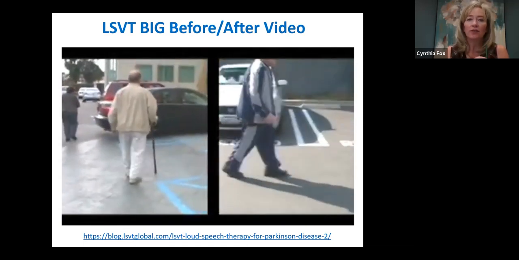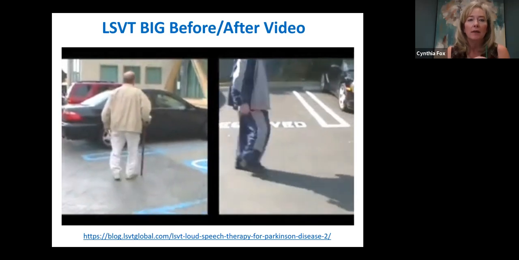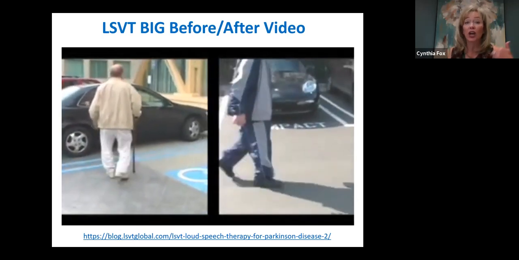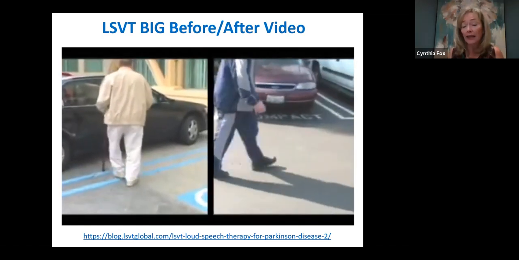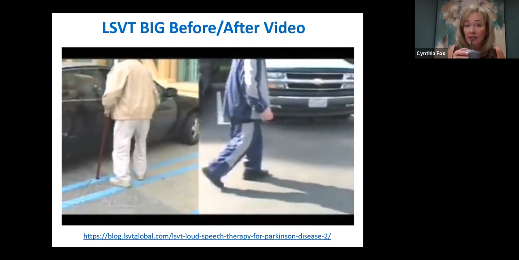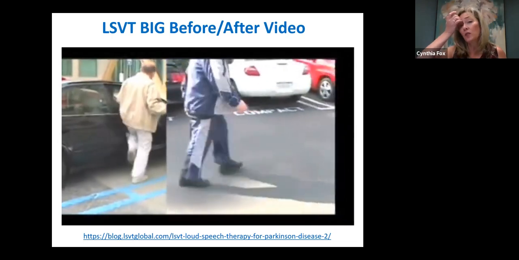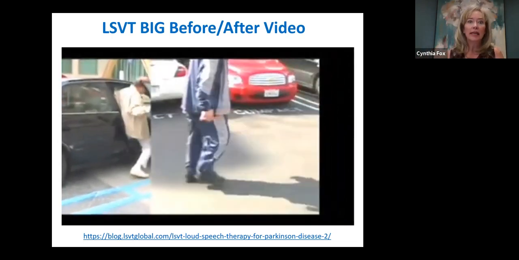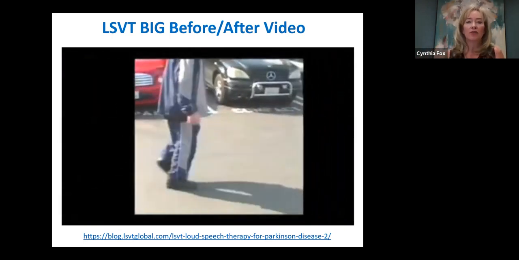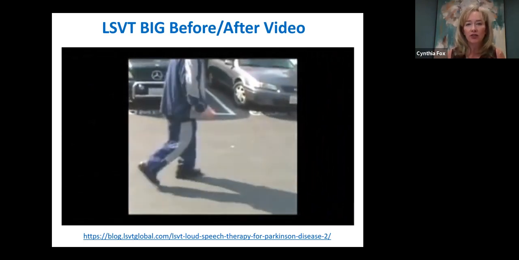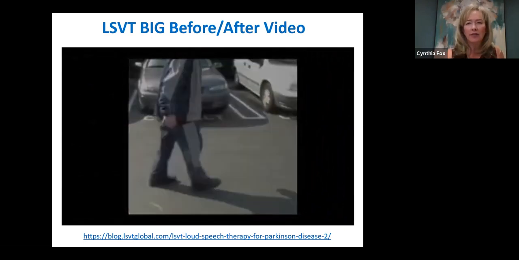So it's not just for a few steps and then stops, but he really has relearned a new way of walking after LSVT BIG. One of his goals was to improve his walking so he could do things like get out and go to the store with his wife, go to movies, play with his grandchildren, those meaningful activities for him.